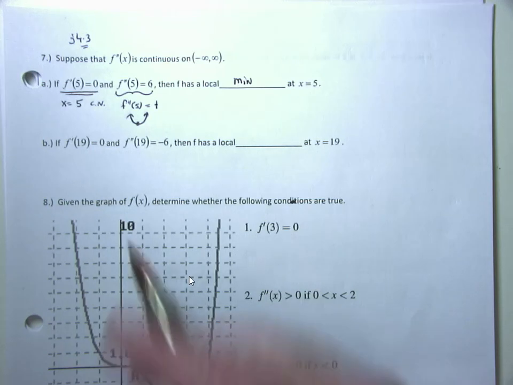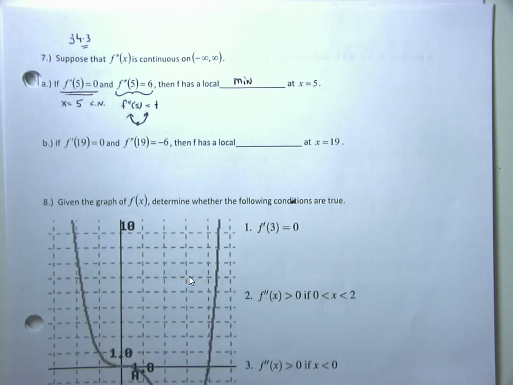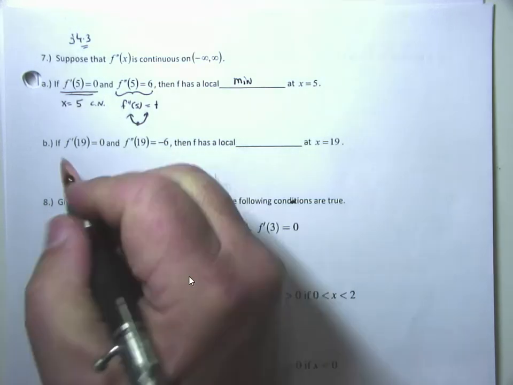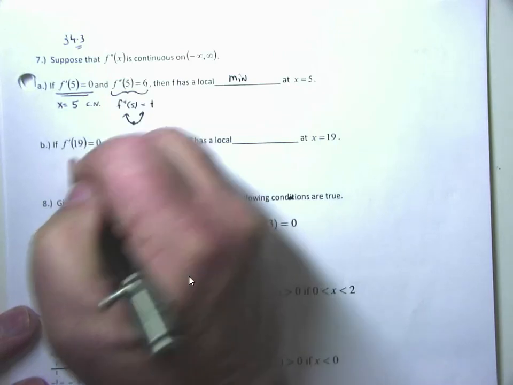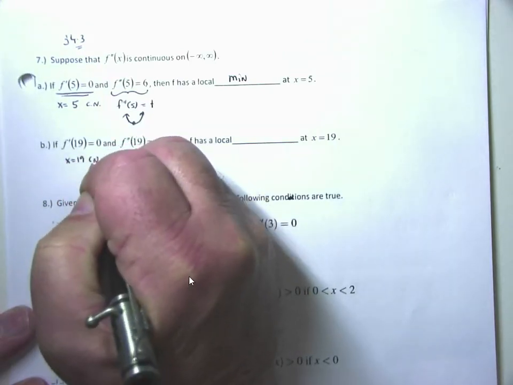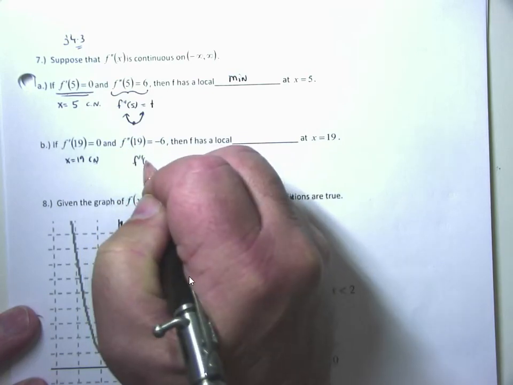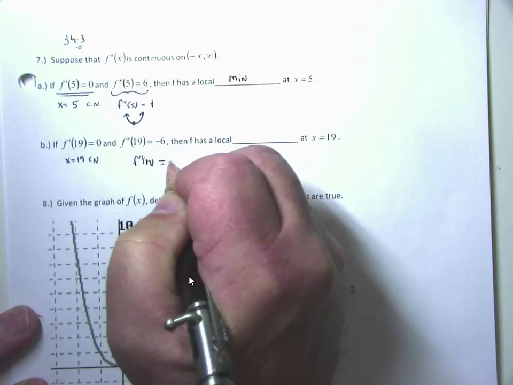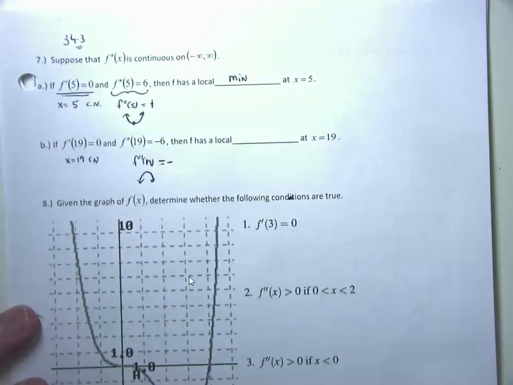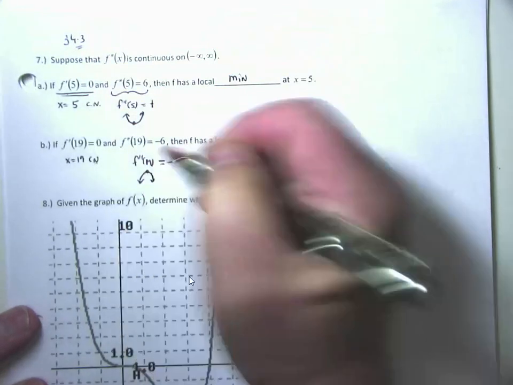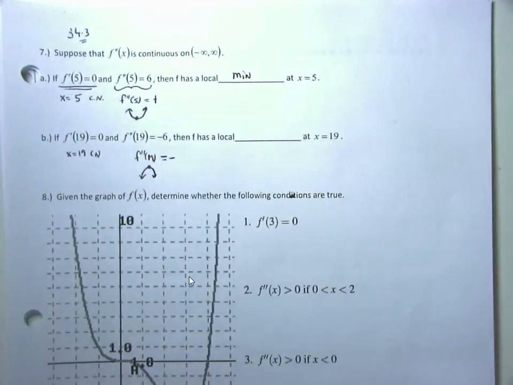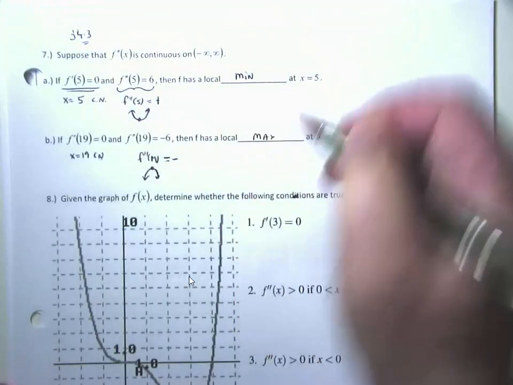Similarly, f prime of 19 equals 0, and f double prime of 19 equals negative 6. Then f has a local what at x equals 19? It's got to be a maximum. And again, let's talk about why. Since f prime of 19 equals 0, x equals 19 is a critical number. But f double prime of 19 is negative 6. I don't care what the number is. The fact that it's negative means it's concave down. Critical point, concave down, means the max-min point has to be at the top, which means it's a maximum.